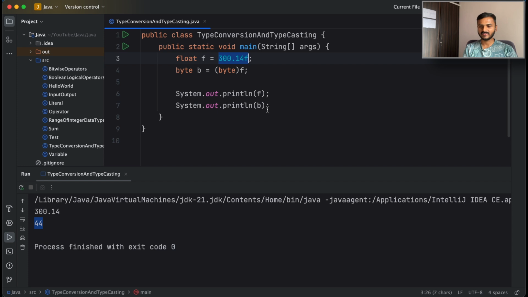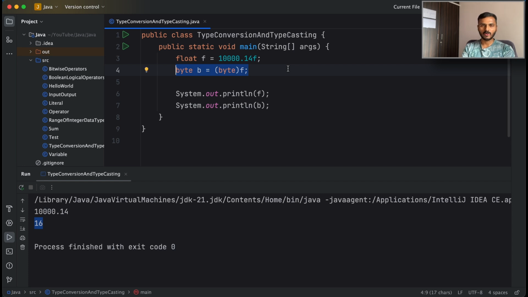If I use the previous example and I make it, for example, 10,000.14f, and run the code, you'll see that we will get 16 over here. And if you remember, when we started off with an int variable where we had 10,000 and we cast it to byte, we got 16, right? So what's happening over here is, first of all, 0.14 is getting dropped because we are converting a decimal to an integer. Now, the integer that we are left with, which is 10,000, is beyond the range of byte.